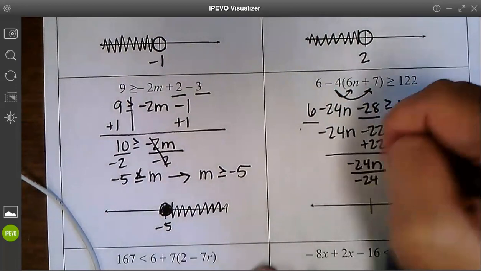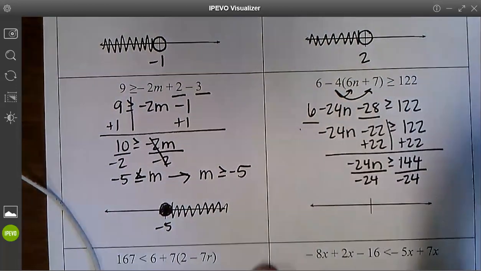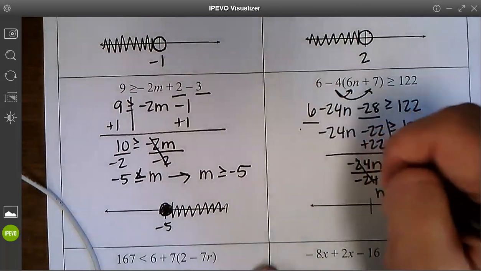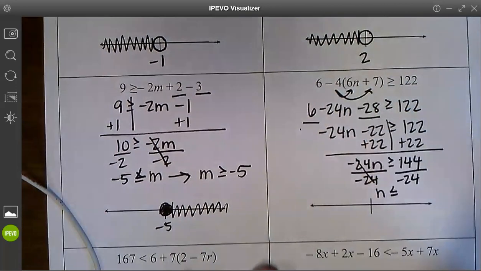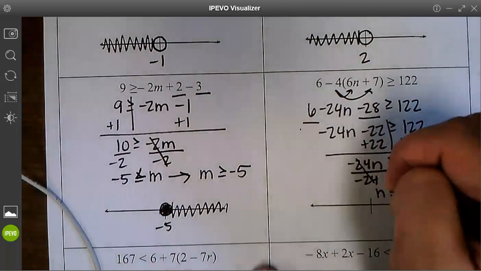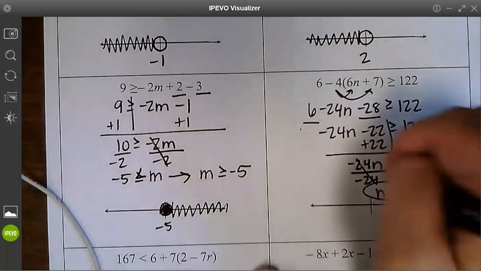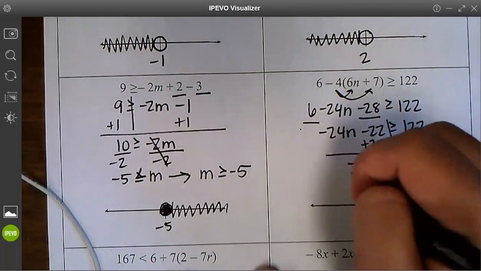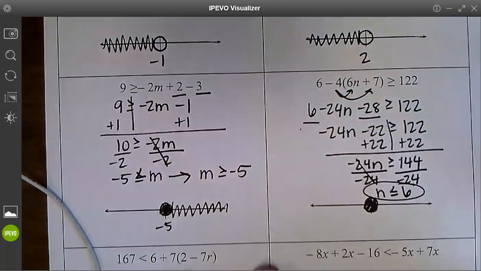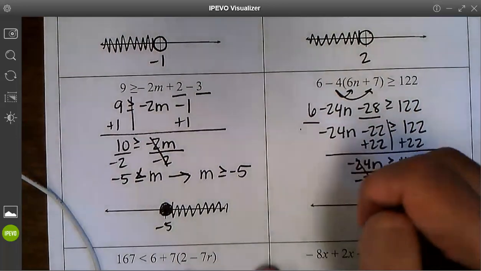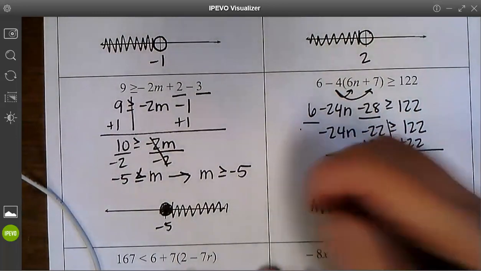Divide both sides by -24. And you get n is less than or equal to, I switched because I divided by a negative, 6. So I have my open circle that becomes closed because it has the or equal to, less than, so I shade to the left.